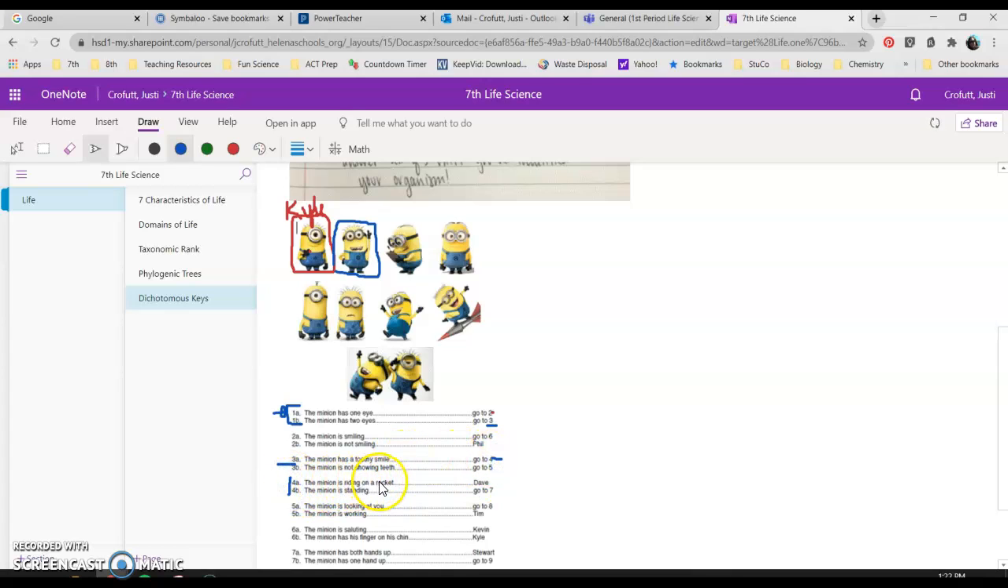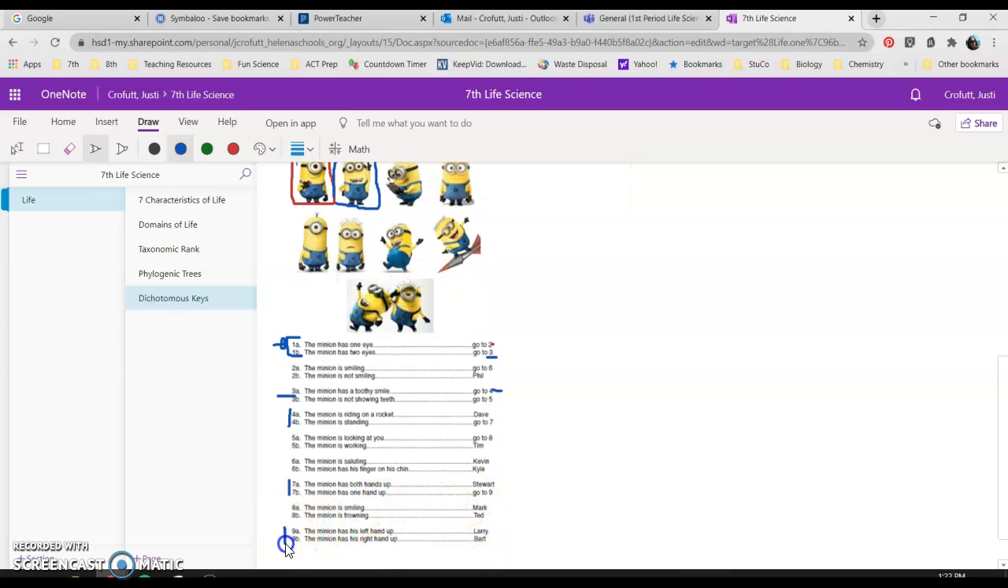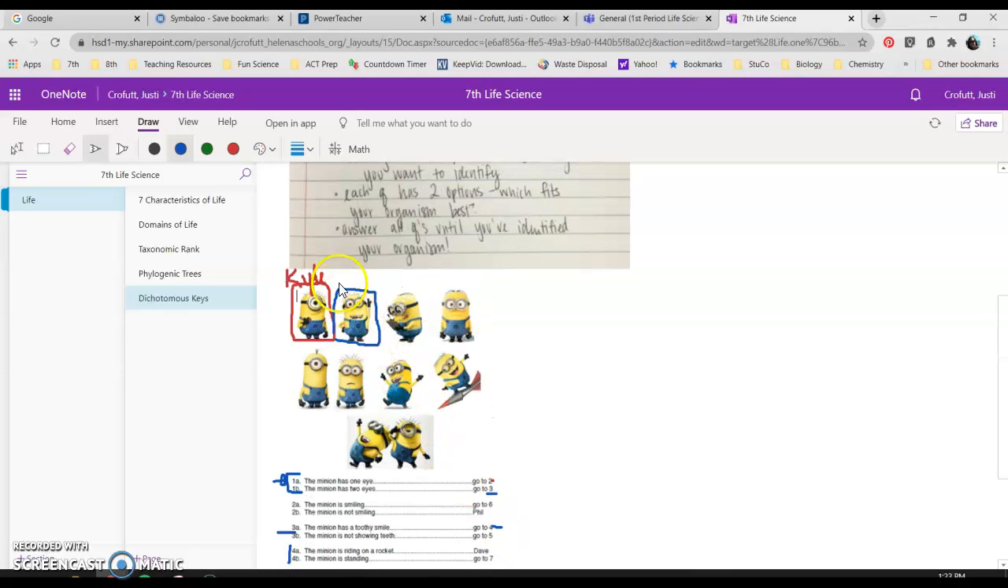Question 4 says the minion is riding on a rocket or the minion is standing. Our guy is standing, so go to question 7. The minion has both hands up or the minion has 1 hand up. He has his 1 hand up, so go to 9. We can scroll down and say the minion has his left hand up or his right hand up. He has his left hand up. So not your left, but his left hand up. So this dude right here is Larry.